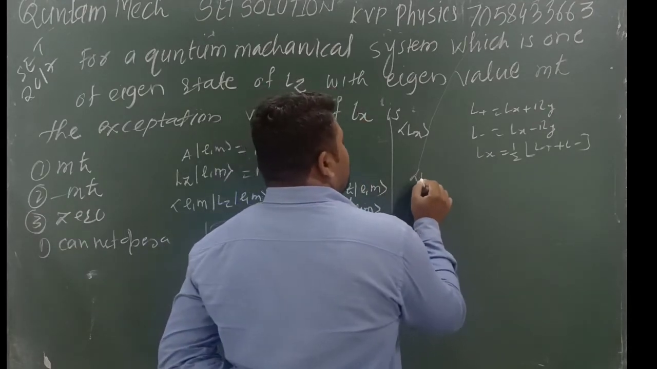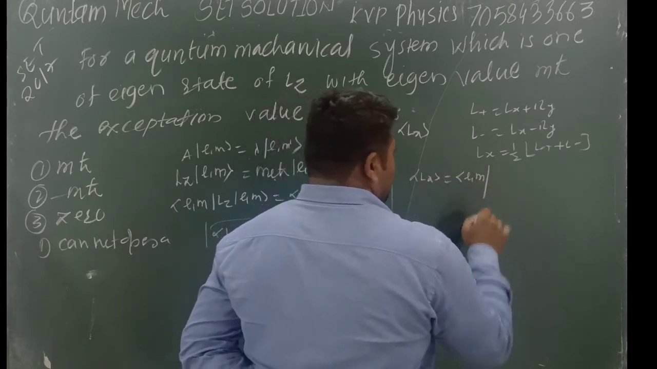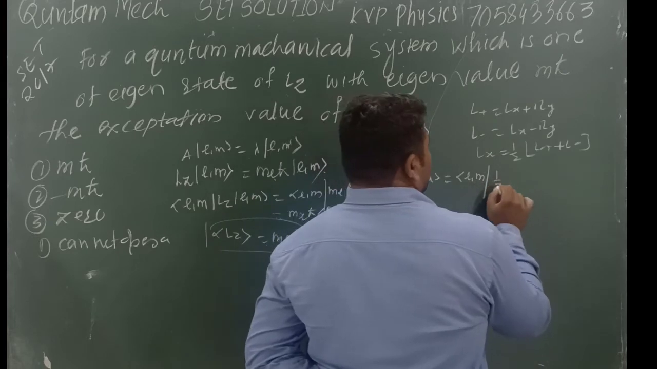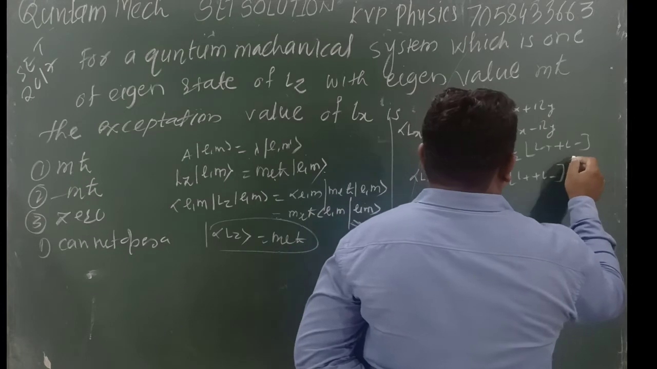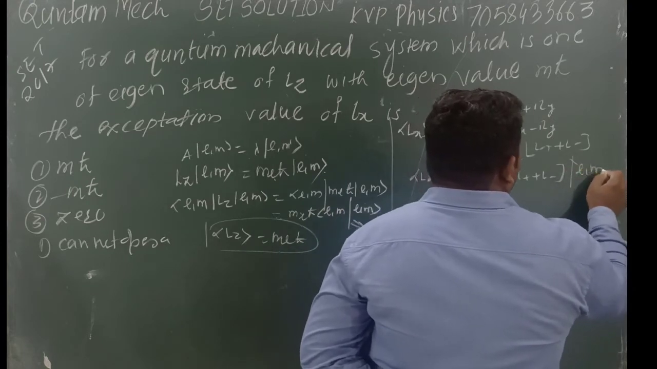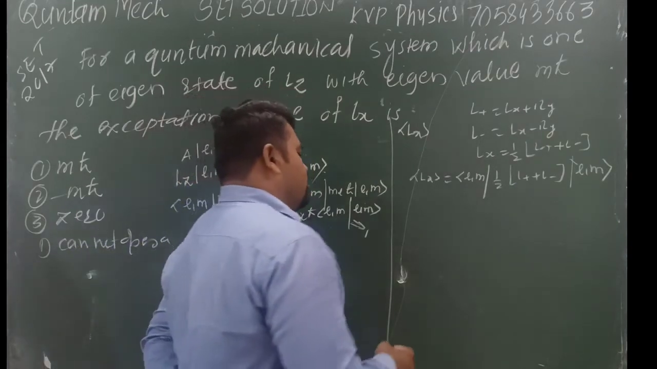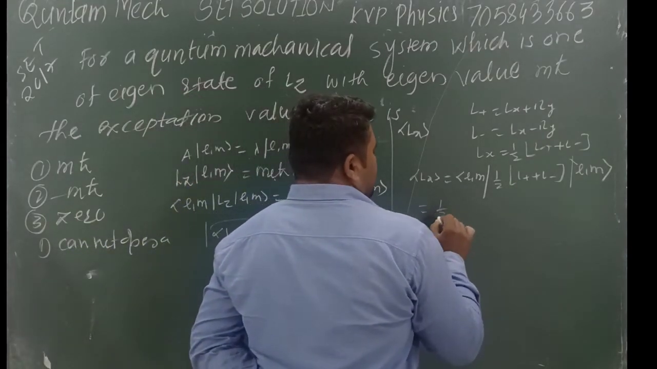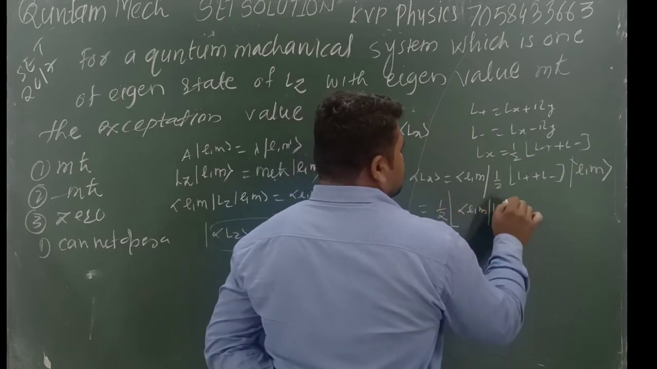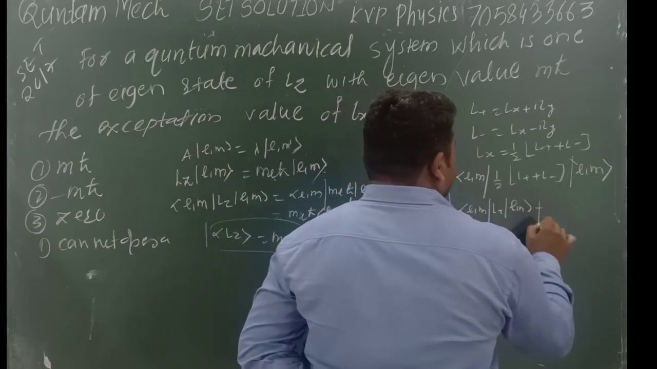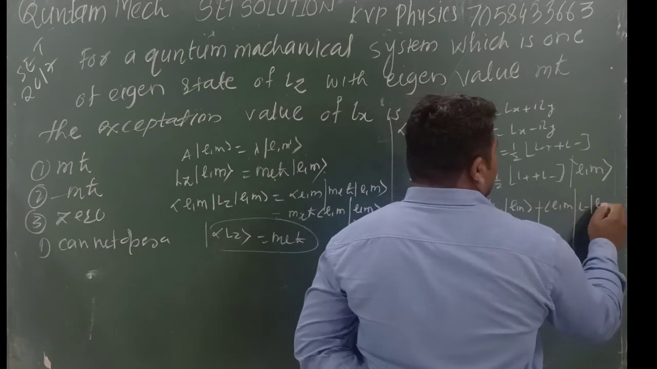Now our aim is to find out the Lx value, meaning the expectation of |l, m>. Here write down the state: 1/2 (L plus + L minus), and here the state is |l, m>. 1/2 is a constant, we can take it common out. Then splitting this one: 1/2 [<l, m| L plus |l, m> + <l, m| L minus |l, m>].